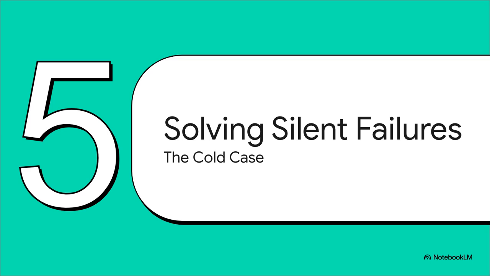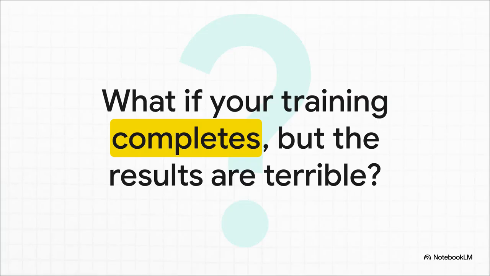Okay, but now let's talk about a totally different kind of mystery. What happens when there are no errors at all? The code runs, the training finishes, but your model's performance is just terrible. This is the cold case, where there's no obvious crime, just a really unsatisfying outcome. And honestly, this can be even more frustrating than a crash.